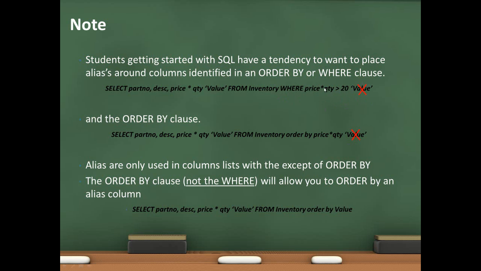Why would I want to do that? Doesn't make any sense. And I certainly don't want to do an alias in order by. If value is the column, then I'm going to order by value, or I'm going to order by the formula, but I'm not going to put value afterwards. That just doesn't make sense.